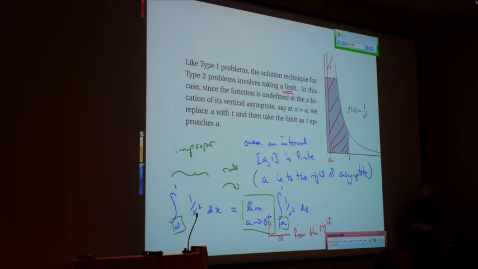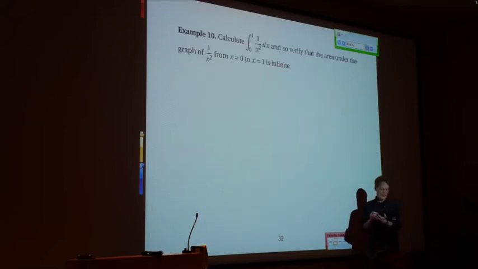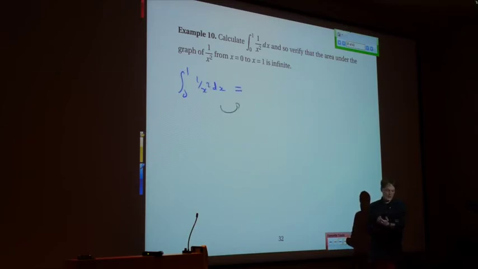Questions or comments before we do the calculation? Let's do the calculation then. Excellent. The integral from 0 to 1 of 1 over x squared dx is equal to, by that definition, the limit as a goes to 0 from the right of the integral from a to 1 of 1 over x squared dx.